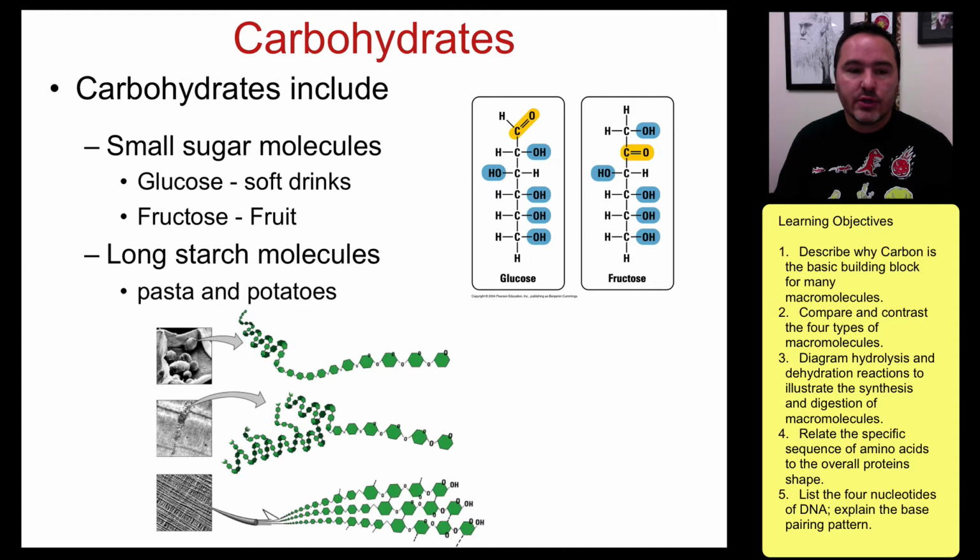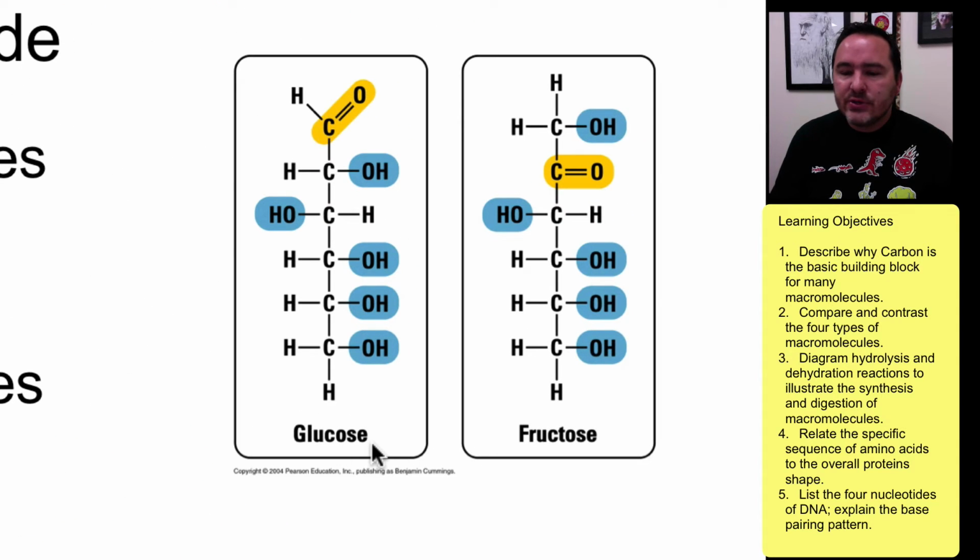Carbohydrates include things like sugars and starch molecules, fiber, and so forth. And what's interesting is if you look at this example between glucose and fructose, and you count up the number of C's and the number of O's and the number of H's, you'll see that they have the exact same chemical formula: C6, H12, O6. But the difference is where this double bonded O occurs, and that does make a big difference. Glucose is a sugar that gives immediate energy, and it's really easy to get lots of energy out of it.